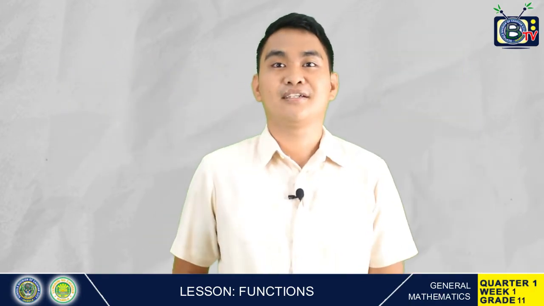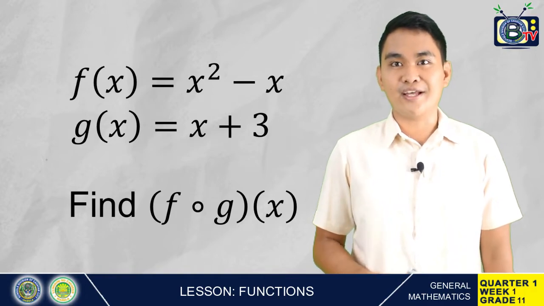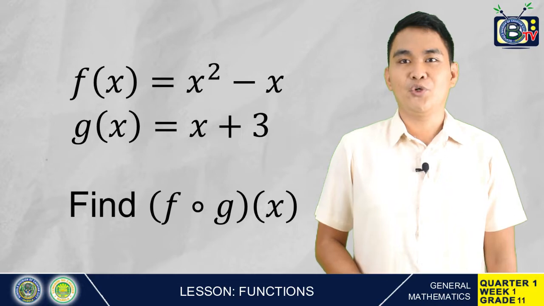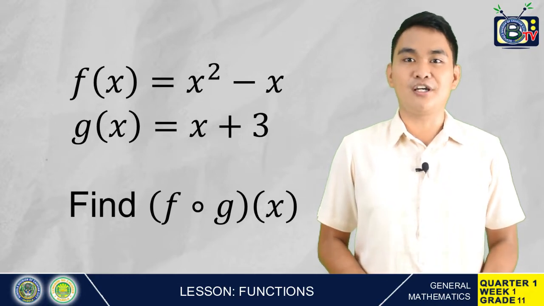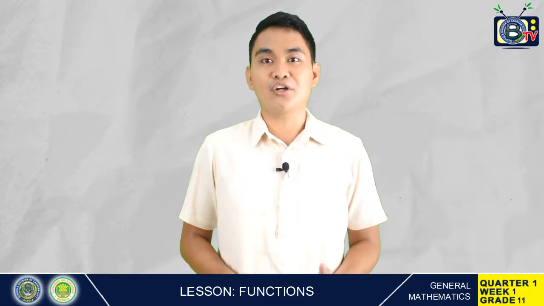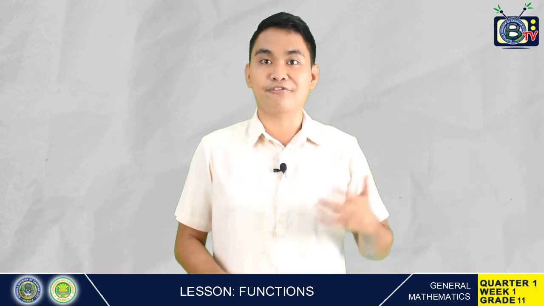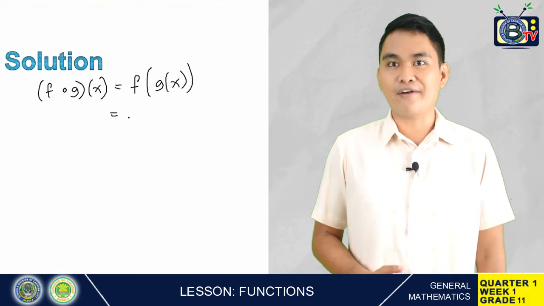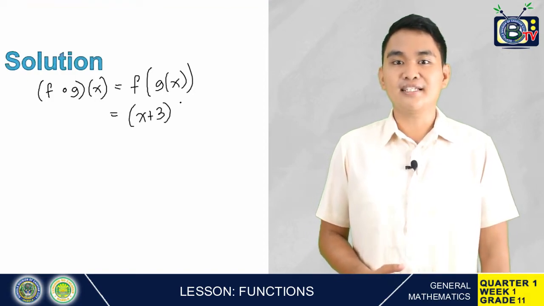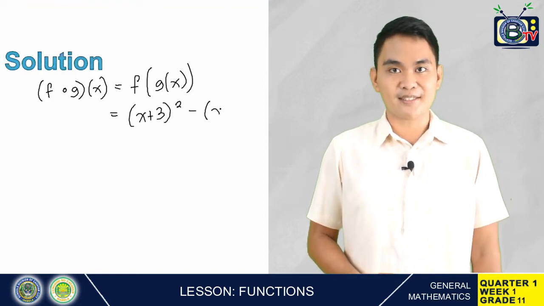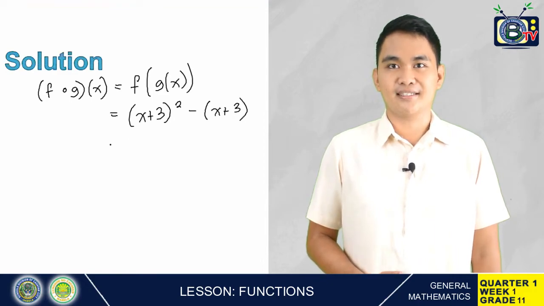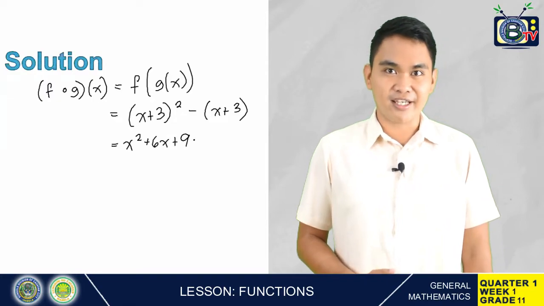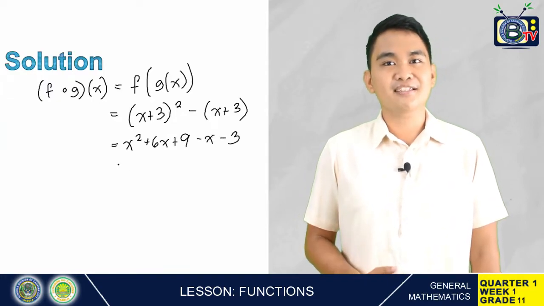For instance, we have f of x is equal to x squared minus x and g of x is equal to x plus 3. We are going to find f of g of x. This means that we are going to substitute the value of x in the first function into the second function. To do this, we have f of g of x is equal to the square of x plus 3 minus x. The square of x plus 3 is x squared plus 6x plus 9 minus x plus 3.